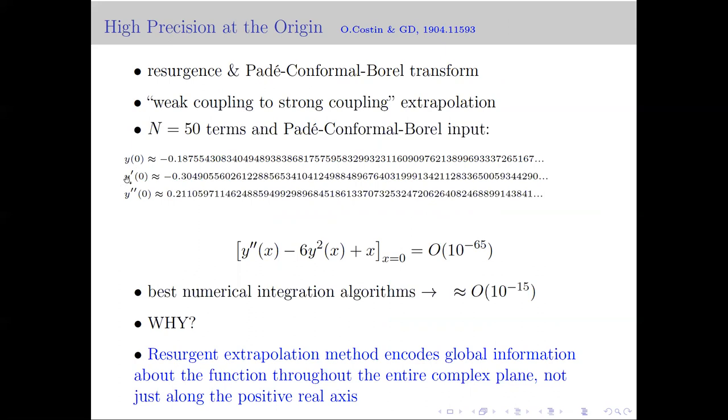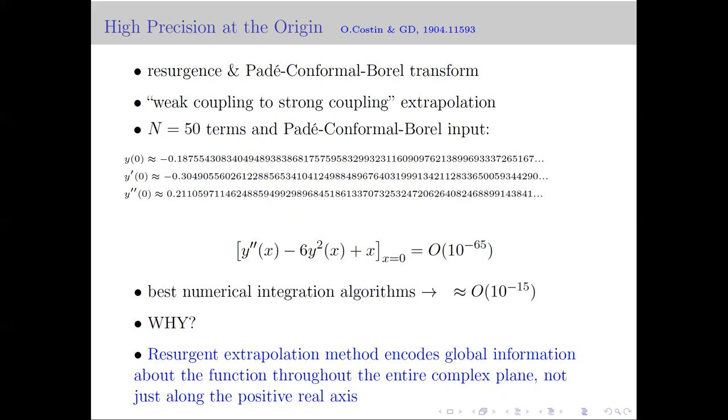So I can compute the function, its first derivative and second derivative, and check how accurately the equation is satisfied. Now, this equation is very famous, and so serious numerical analysis people use this as a test of their favorite algorithms. And the best they do is basically machine precision, 10 to the minus 15, 10 to the minus 16. And yet with this completely trivial operation, we can get 65 digits without struggling. If you only give me 10 terms of the expansion at infinity, the precision is basically 10 to the minus 25.